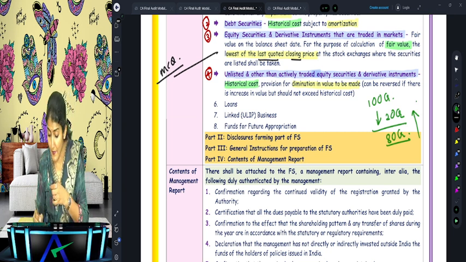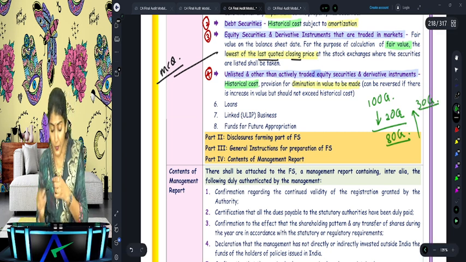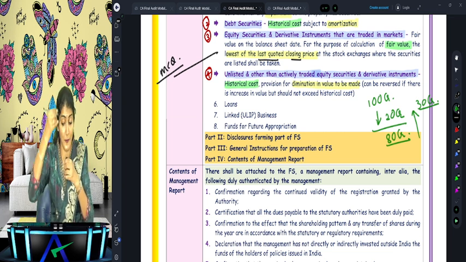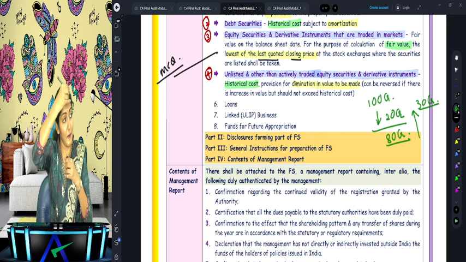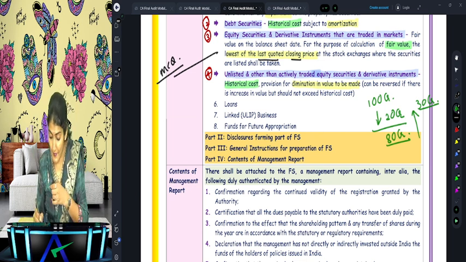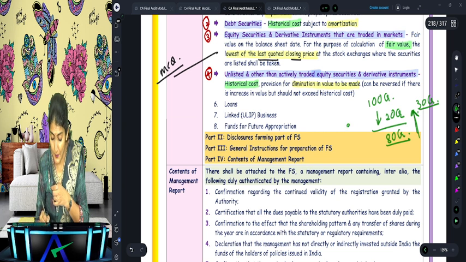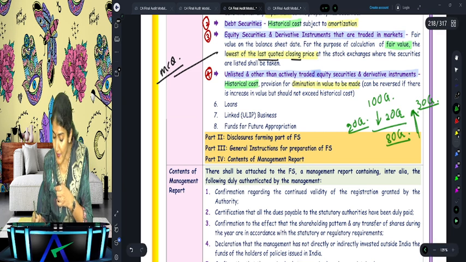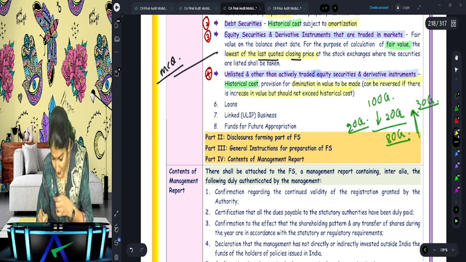Yes. And now say there is an increase in the value by 30 crore. So now if I add the 30, what will happen? It will become 110. But what does it say? It should not exceed the historical cost. That is why upward revaluation can be done only to the extent of the 20 crore. Can be reversed if there is an increase in value, but it should not exceed the historical cost.